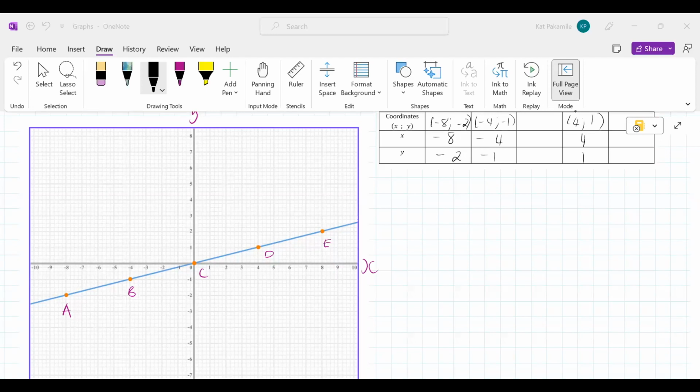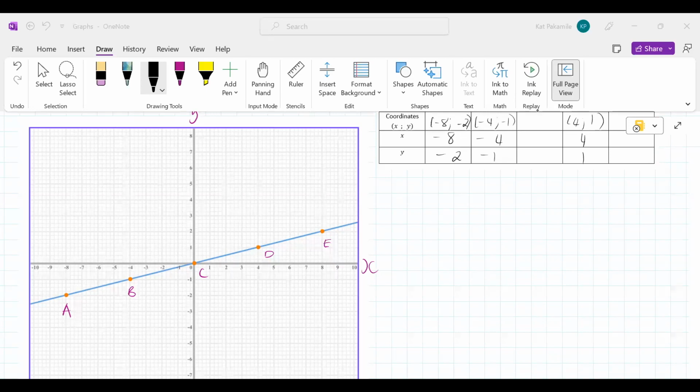Ma'am, I would like to do C. Okay, thank you. What's my coordinate for C? I think the coordinates would be 0 to 0. Thank you very much. So my x is 0 and my y is 0. Then we have a last one left.